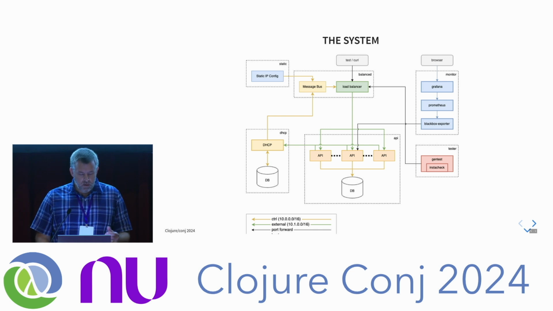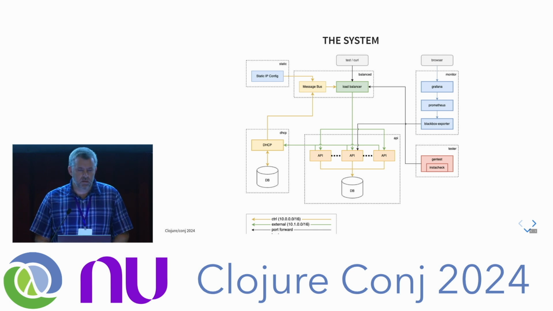The DHCP server also sends events to the message bus as those API nodes come and go. And then there's a component in the load balancer that listens for those events and updates the target config of the load balancer.